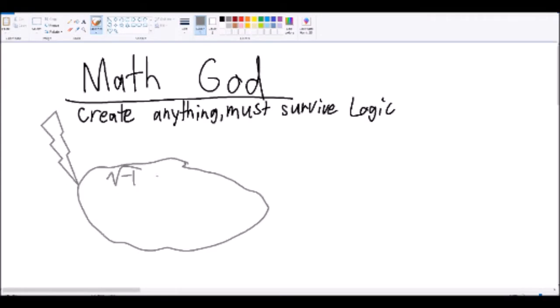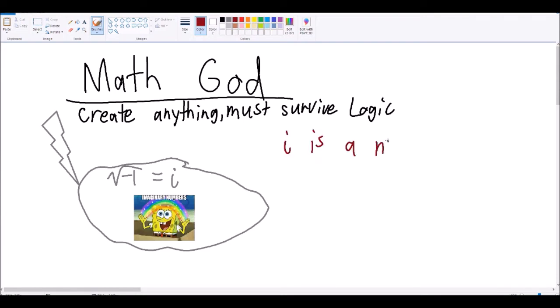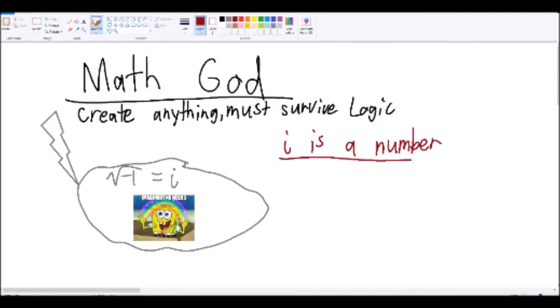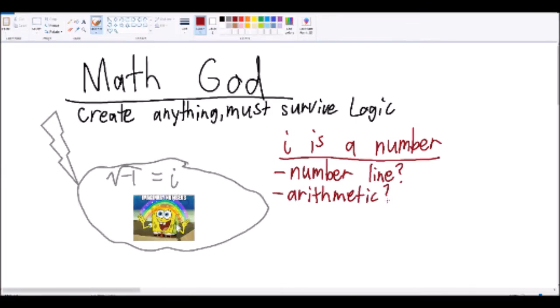Bam! It now exists. We'll name our new creation i, after the fact that it is completely imaginary. So now, we must see what logical things we can do with it. First of all, i is a number, so we can ask questions related to the different properties of numbers. For example, where is it on the number line? How does addition, subtraction, multiplication, and division work?